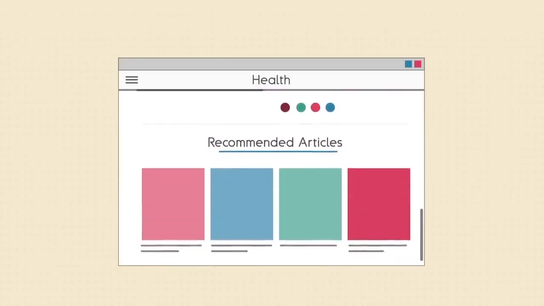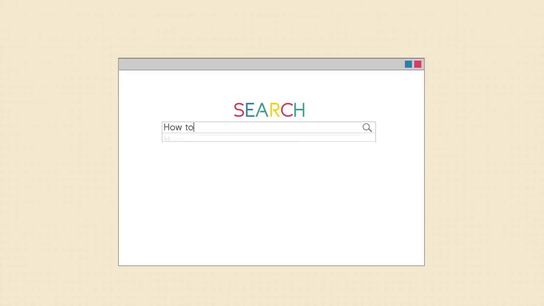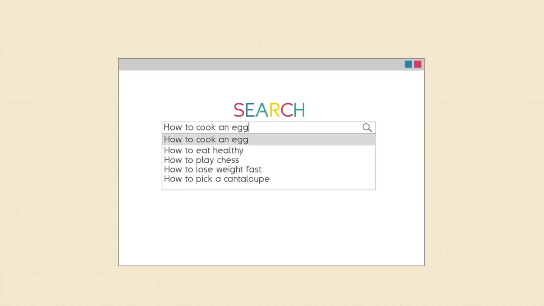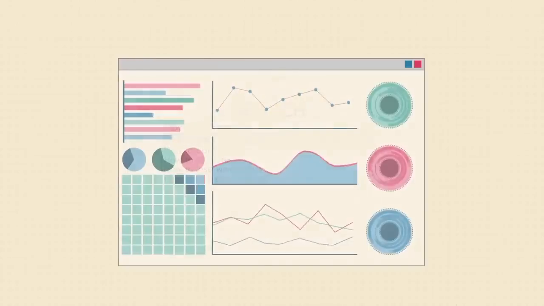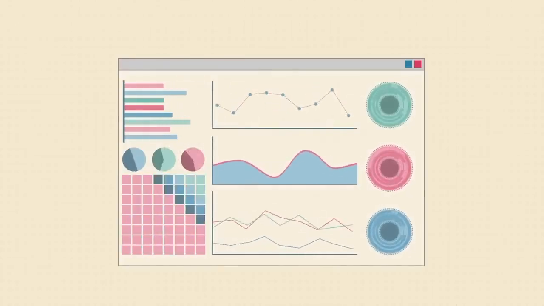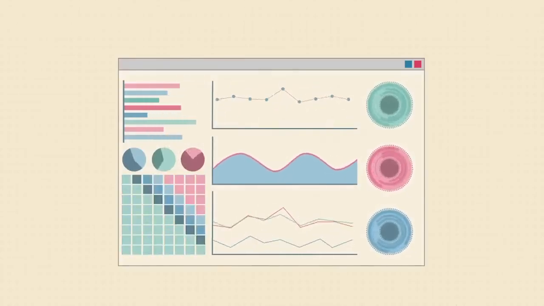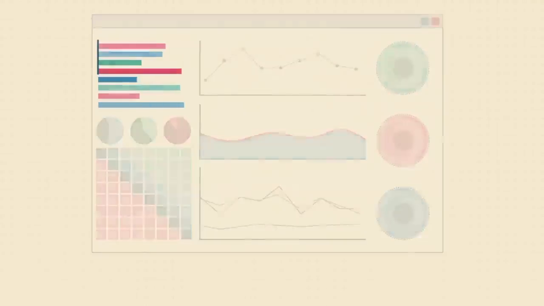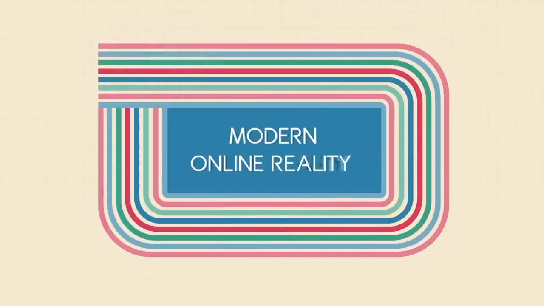It allows sites to recommend articles and videos based on your interests and helps search engines more quickly find the results you're looking for. As the technology continues to advance, sites will find new ways to tailor their content to better meet your needs. It's hard to say exactly where this will lead, but for better or worse, digital tracking is part of the modern online reality.